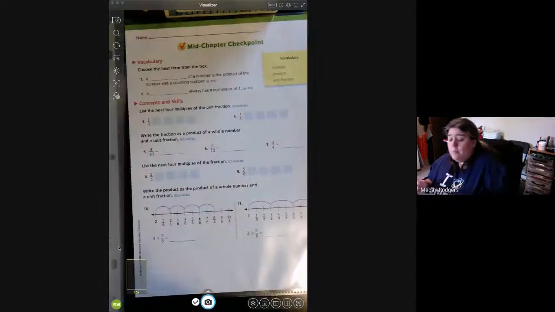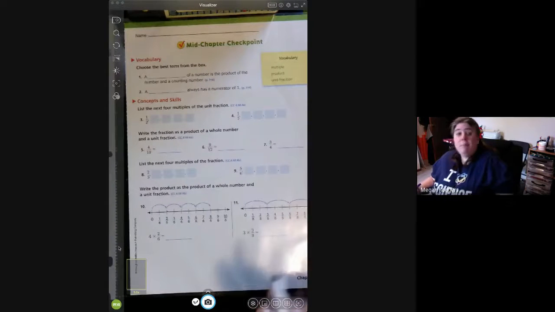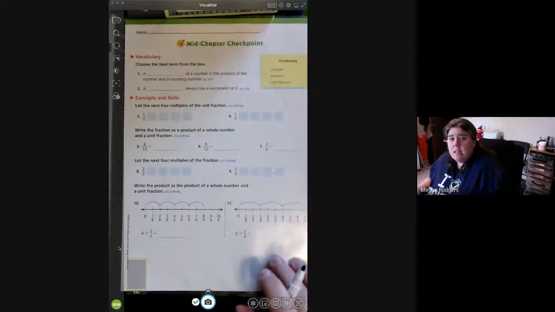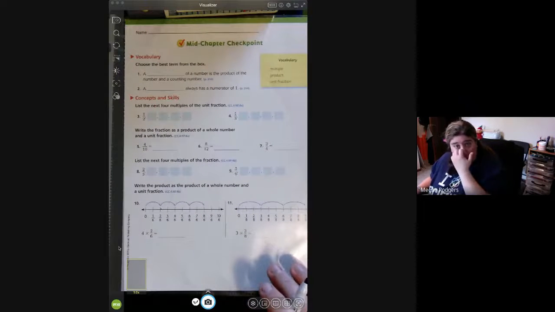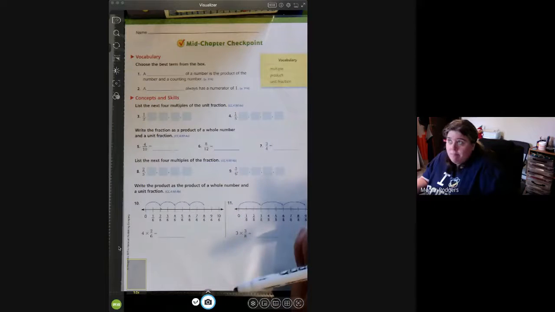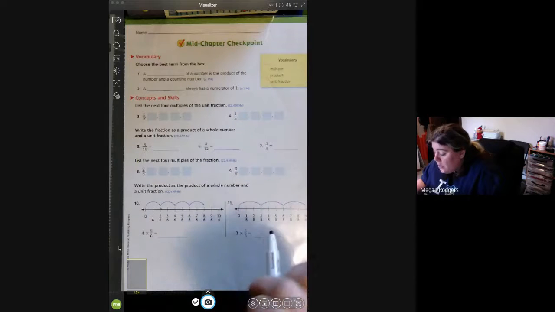There is one other thing that you will see posted this week. Believe it or not, this is the middle of the chapter already. There is a mid-chapter checkpoint. So this is kind of a review of all the things that we have done so far in the last 2 weeks. So you can go ahead and answer those. And then on the back, there are some multiple choice ones.